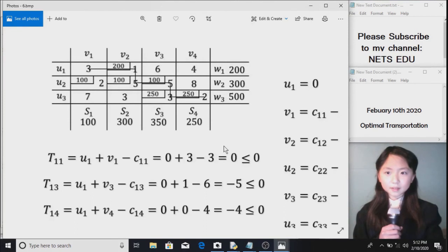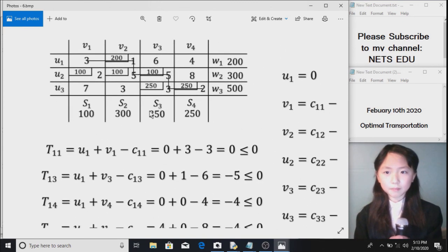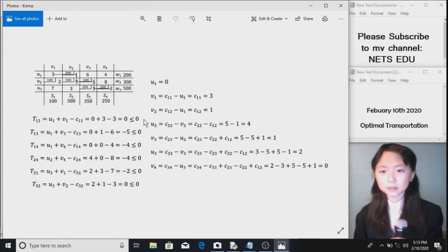So first we test this T11, but actually we don't need to test T11 because we already set it to equal 0, because T11 equals U1 plus V1 minus C11, and we already set C11 equals U1 plus V1, so of course this is 0. Same goes for T12 and all these in this pattern. Now, what we need to test is T13. We get it equals 0. T14, and we test T24, T31, and T32. We don't need to test T21 anymore because it's already adjusted. And we get all these values are smaller than or equal to 0.